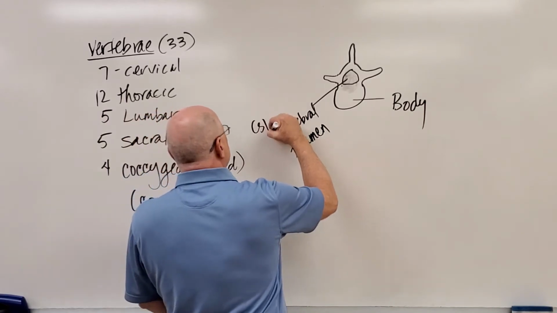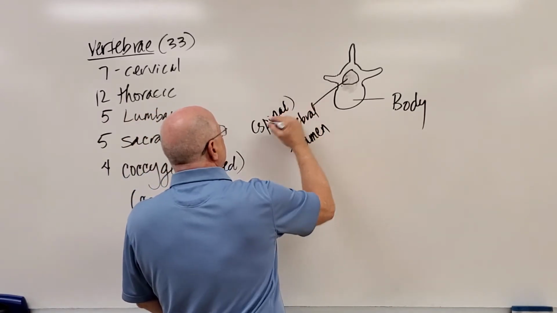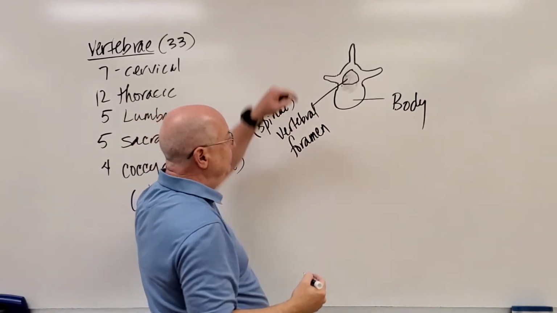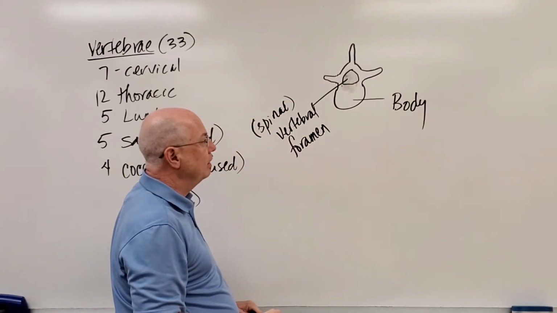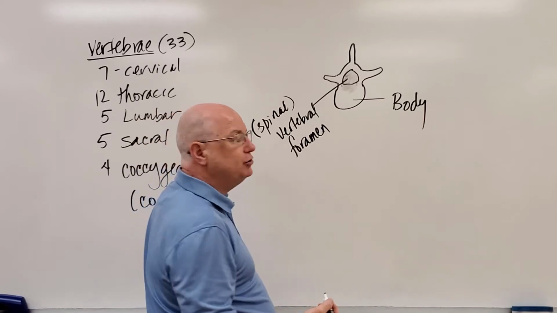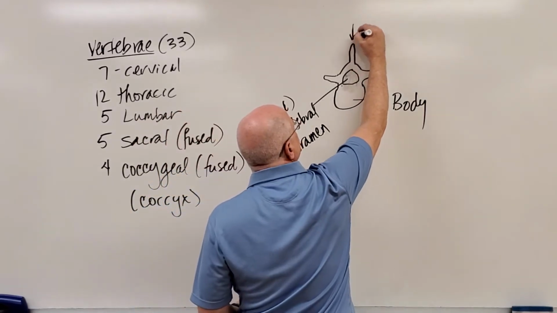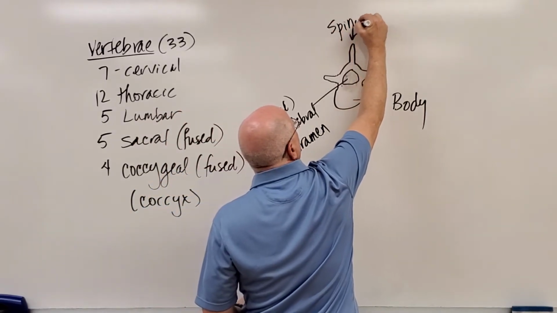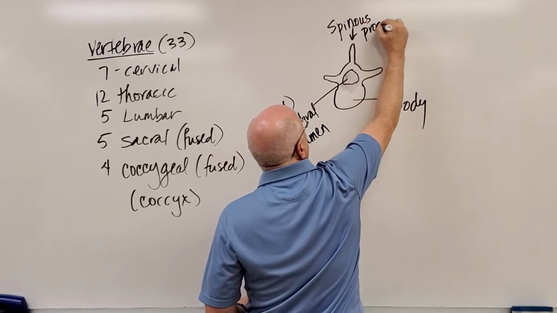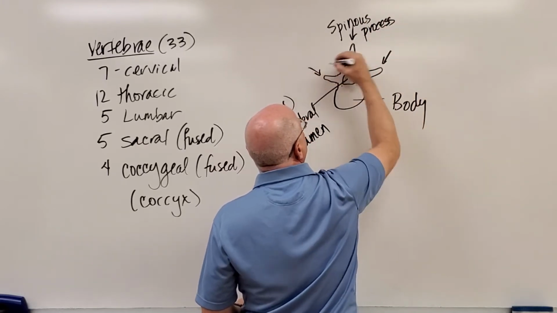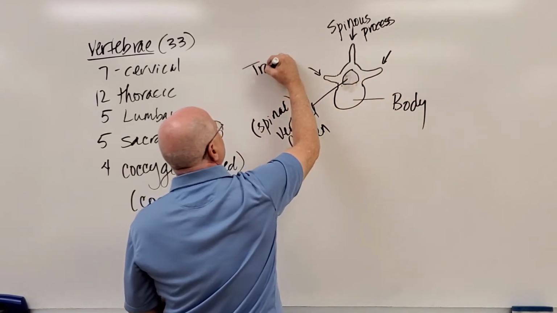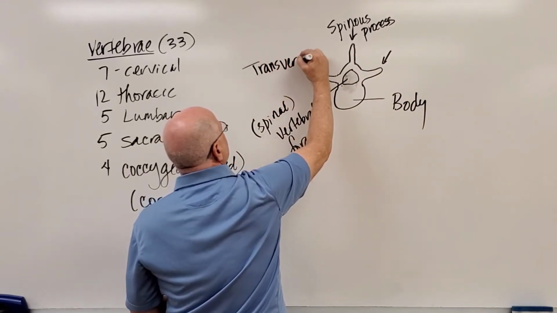And I'm going to put in parentheses the word spinal because it's also called the spinal foramen. That's where the spinal cord is running down, protected by all the vertebrae. Now, the other major structures that I want you to see on this one is this structure back here is called the spinous process. And then these two over here are each called a transverse process.